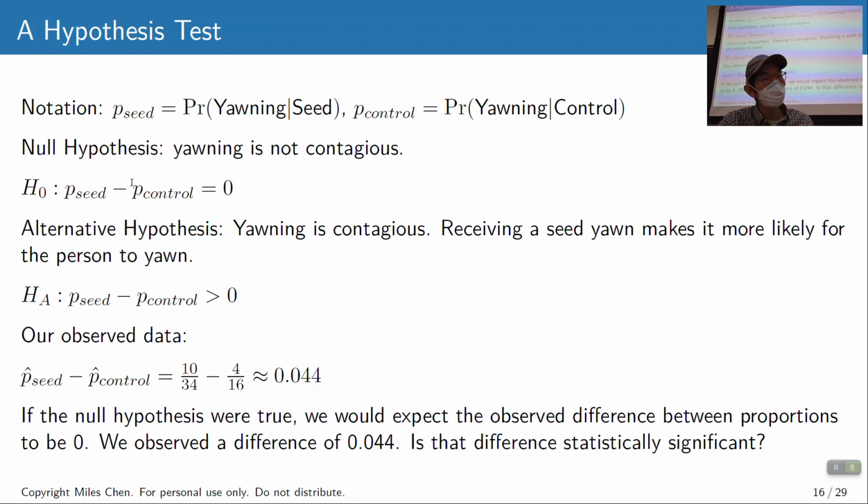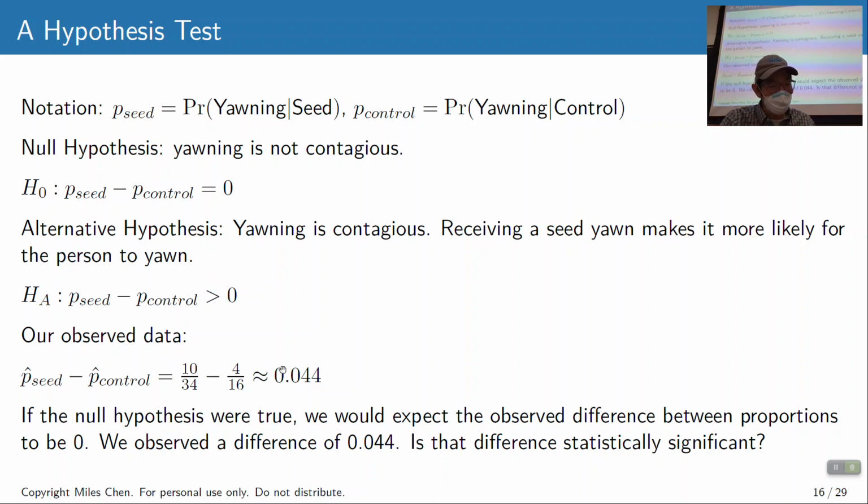And the null hypothesis is that there's no difference. The probability of yawning in the seed group is the same as the probability of yawning in the control group. The difference between these things is 0. Yawning is not contagious. And the alternative is that yawning is contagious, that if you see someone yawn, you're going to be more likely to yawn than if you don't see someone yawn. So we're going to say the probability of yawning for the seed group is greater than the probability of yawning in the control group, or that the difference between them is greater than 0.